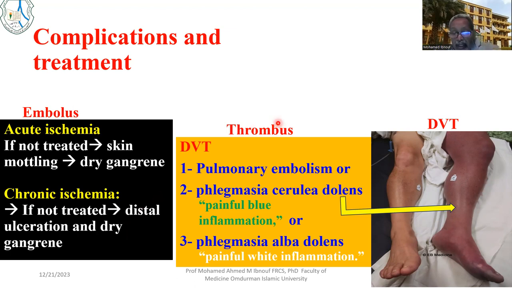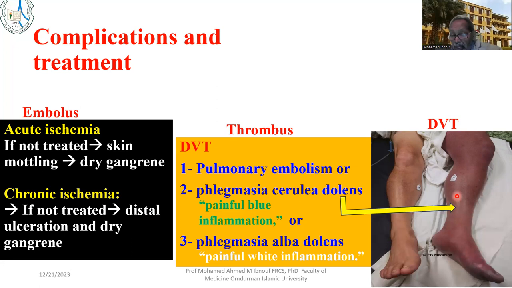However, in deep venous thrombosis, the thrombus might move and embolize to the lung and cause pulmonary embolism, which is very serious. Or if it is not treated early, deep venous thrombosis can form a painful blue inflamed leg and thigh, and it is called phlegmasia cerulea dolens.